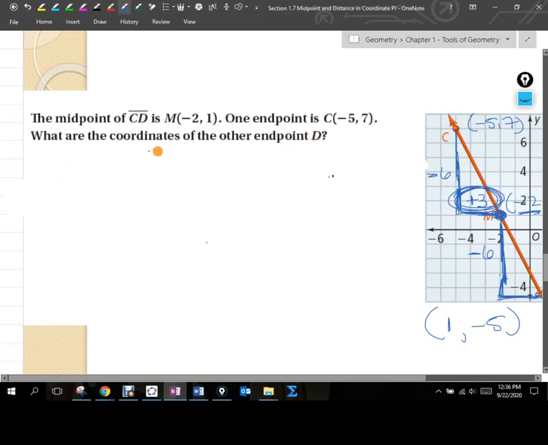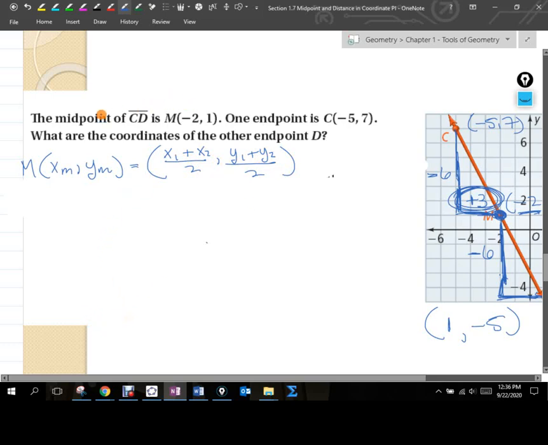So let's approach this using our formula. The midpoint, which is x sub m, comma y sub m, let's write my formula down. So you go x1 plus x2 over 2, and then y1 plus y2 over 2.